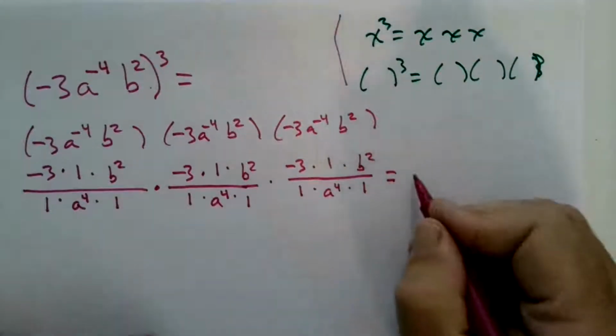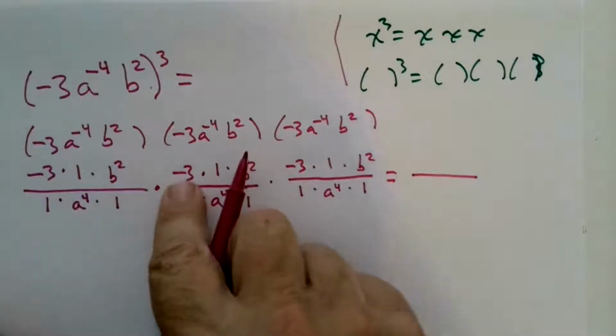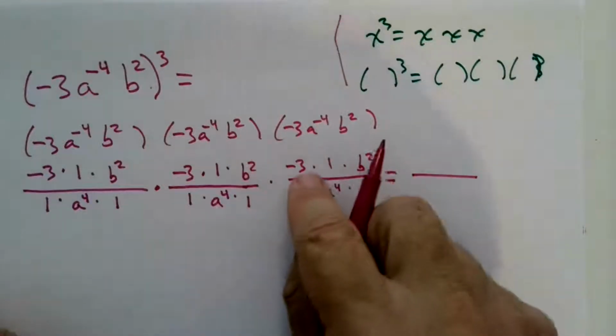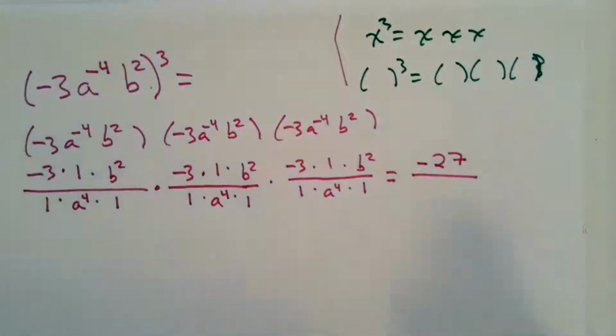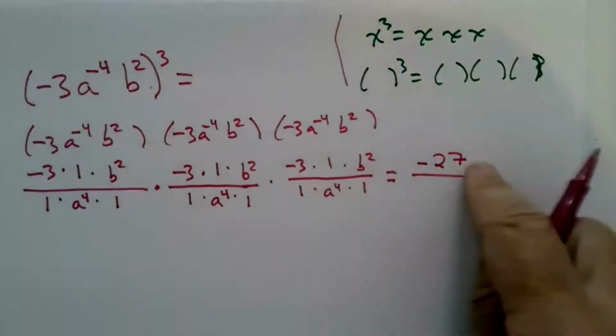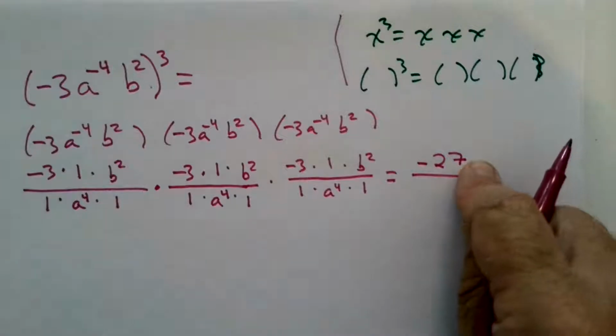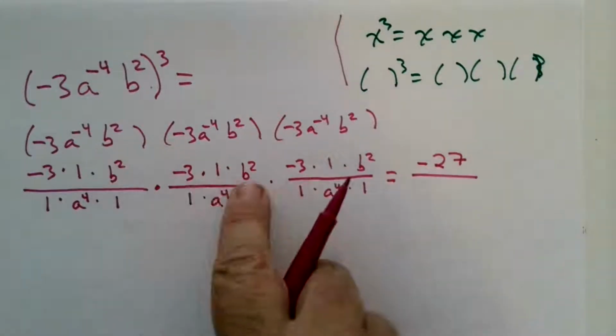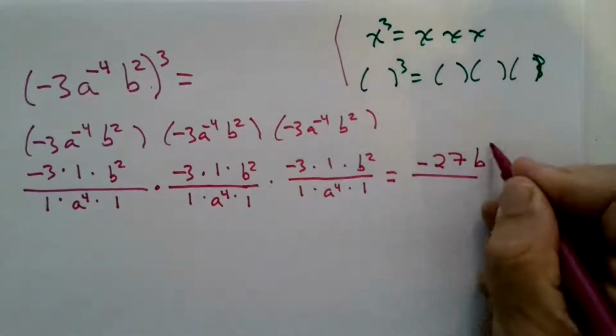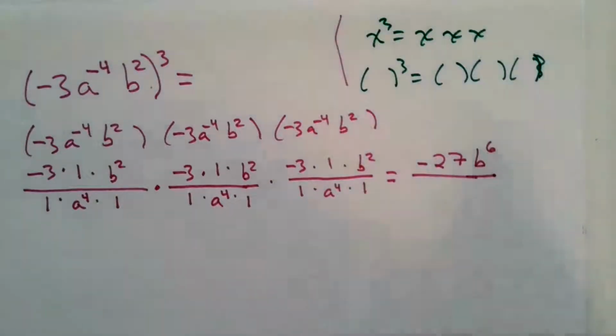So on top, what do we have? -3 times -3 is +9, times -3 is -27. 1 times 1 times 1 is 1. That doesn't add anything to my fraction. B squared, b squared, b squared: b times b, six b's, b to the 6th.